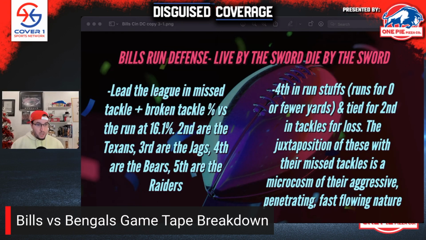They are fast flowing. They are aggressive by nature. And what they do against the run is very live by the sword, die by the sword. So they're leading the league in missed tackle, broken tackle percentage versus the run, and they're also with the 4th most stops for 0 or fewer yards and tied for 2nd in tackles for loss. So expect to see that in this game against Cincinnati, but also going forward. That's what the Bills are, right? That's what this defense is.